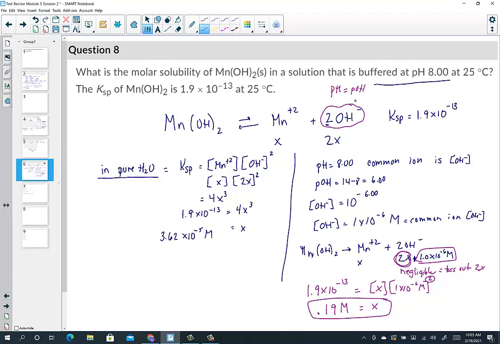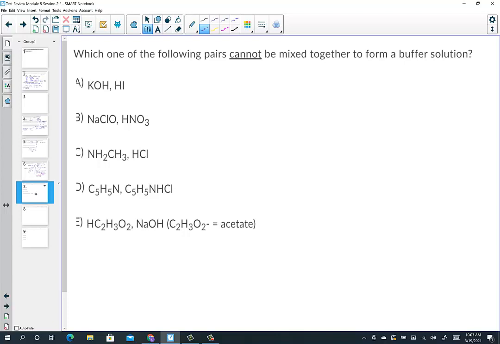Let's look at another together, one that was emailed. Again, a topic on buffers. Which one of the following cannot be mixed together to form a buffer? And I know a buffer is a weak acid and its conjugate base, or a weak base and its conjugate acid. So those are the criteria to be a buffered solution.